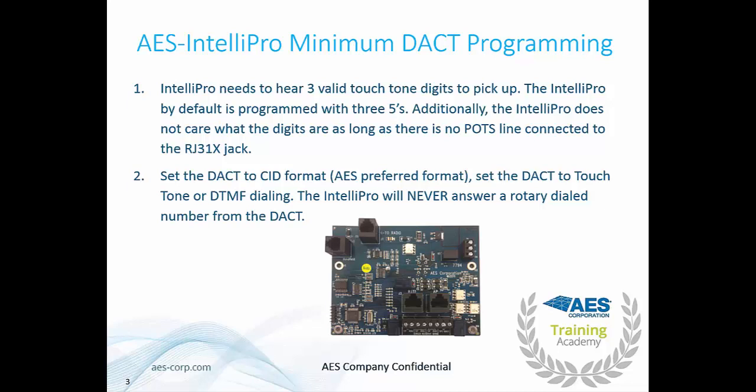Additionally, the IntelliPro does not care what those digits are as long as there's no POTS line connected to the RJ31X jack. Set the DACT to CID format, AES's preferred format. Set the DACT to touch tone or DTMF dialing. And note the IntelliPro will never answer a rotary dialed number from the DACT.